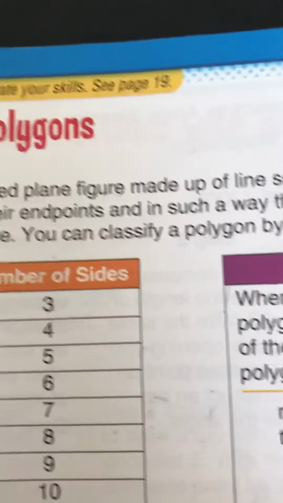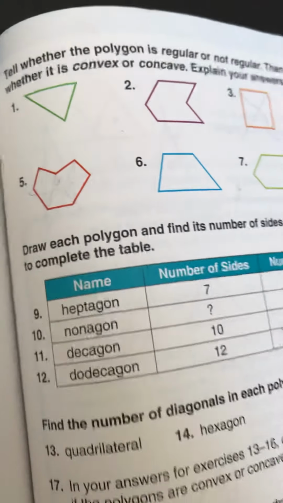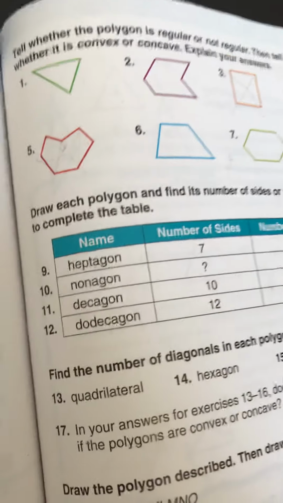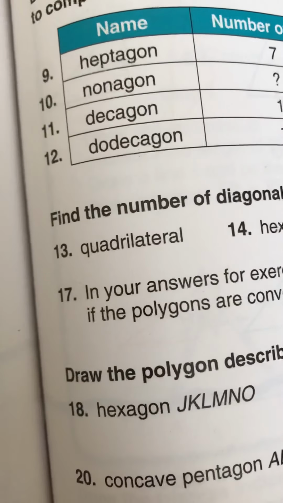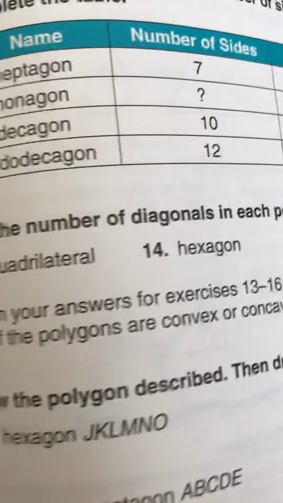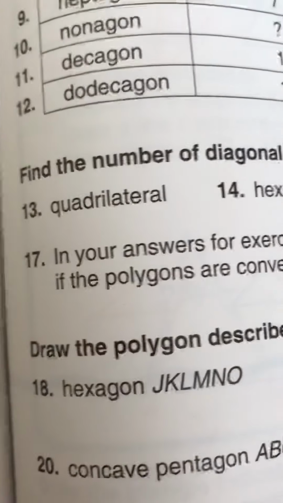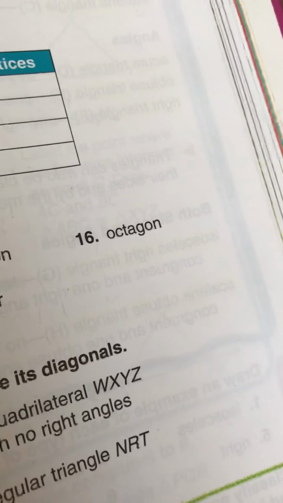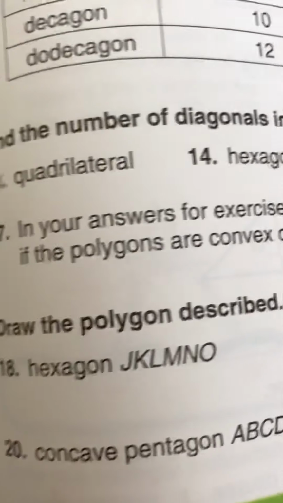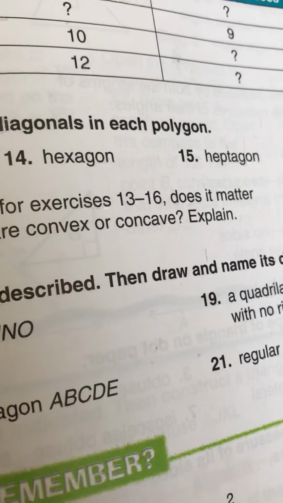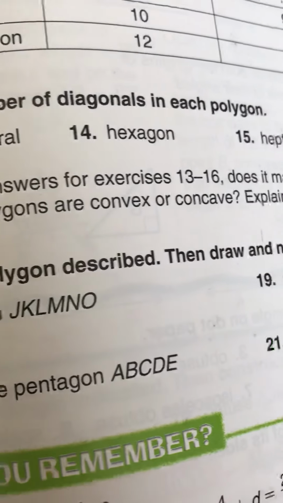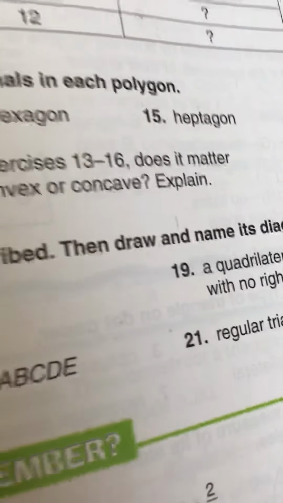For your last homework assignment, you had to classify numbers 1 through 8. Today we're going to be talking about diagonals. I said that we'd be doing that, and we're doing that today. You're going to have to find the number of diagonals in each polygon: a quadrilateral, hexagon, heptagon, octagon, and then you're going to have to answer number 17 in your answers for exercises 13 through 16. Does it matter if the polygons are convex or concave? Explain, and we will be going over that.